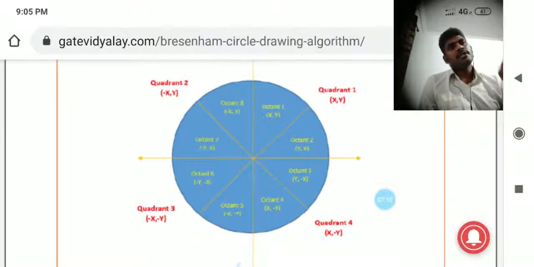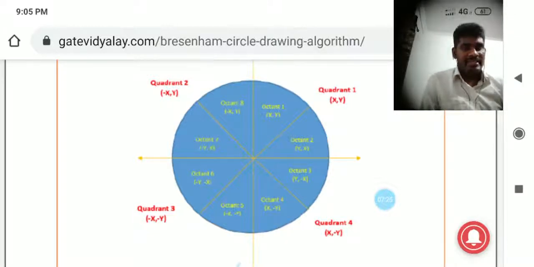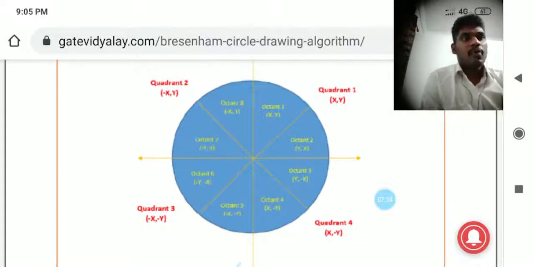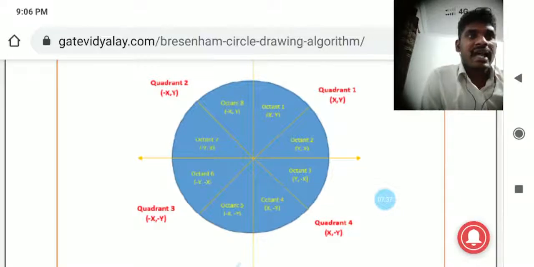When you are following Bresenham's algorithm, the circle will be divided into 8 parts, and each part is called an octant. An octant angle is 45 degrees. So when you select that, the origin point is called X and Y.